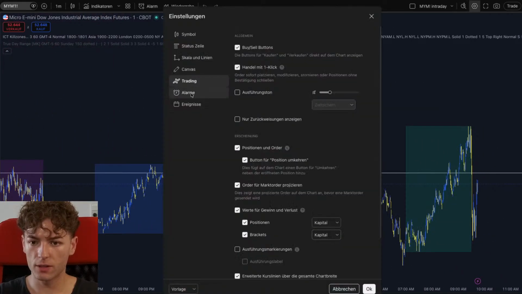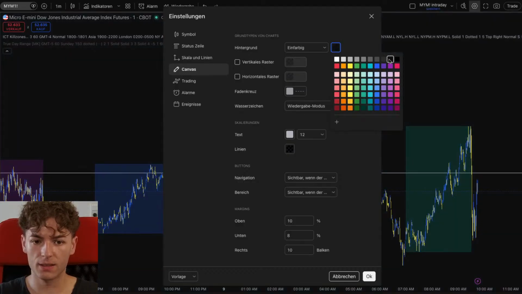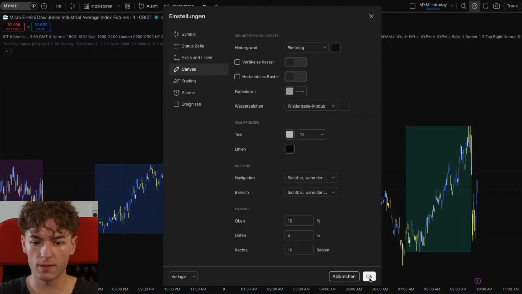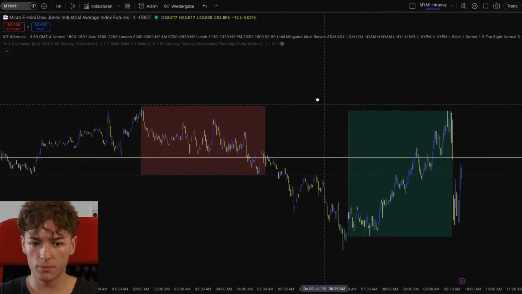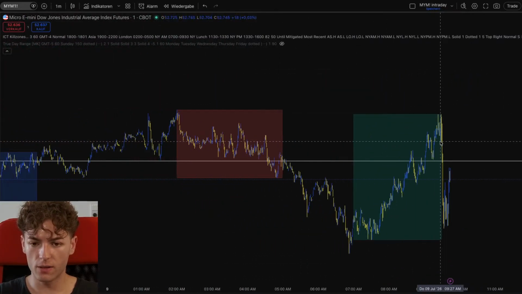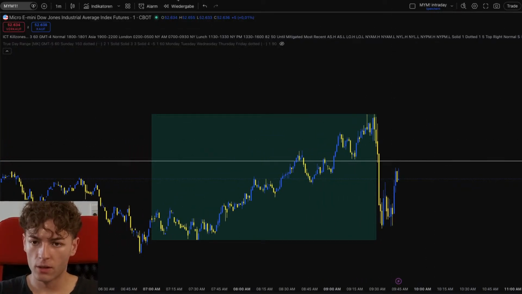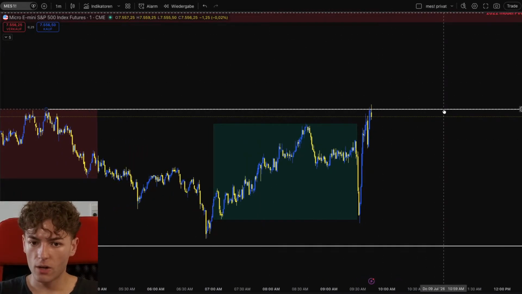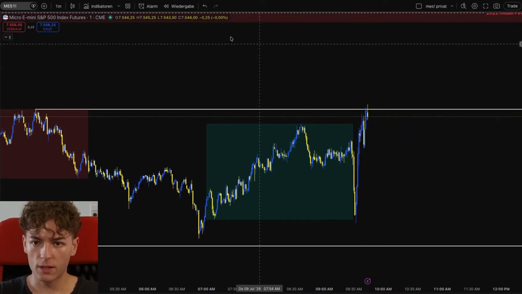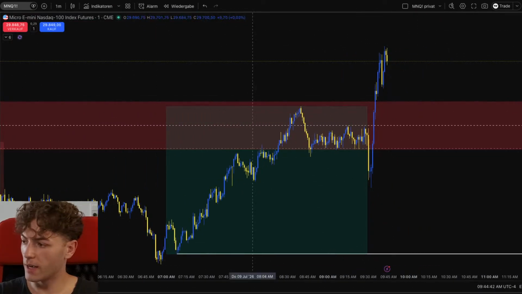I hate that this chart is kind of blue. It needs to be black. Yeah, that's better. So that's how Dow looks like, kind of doing its own thing. We don't place too much significance to Dow, but that's ES. Took out London high. Buy side taken on ES. Buy side taken on NQ.